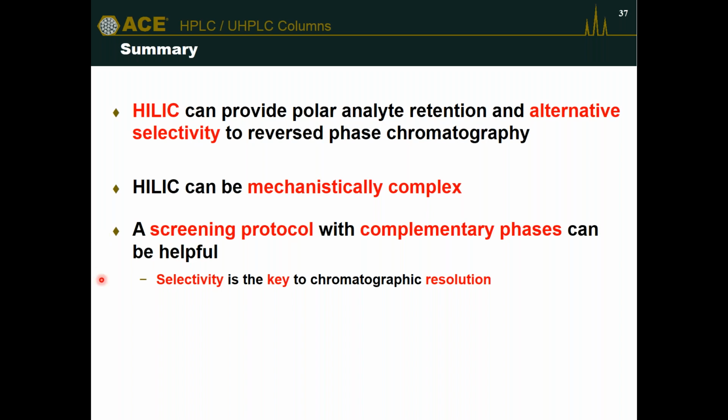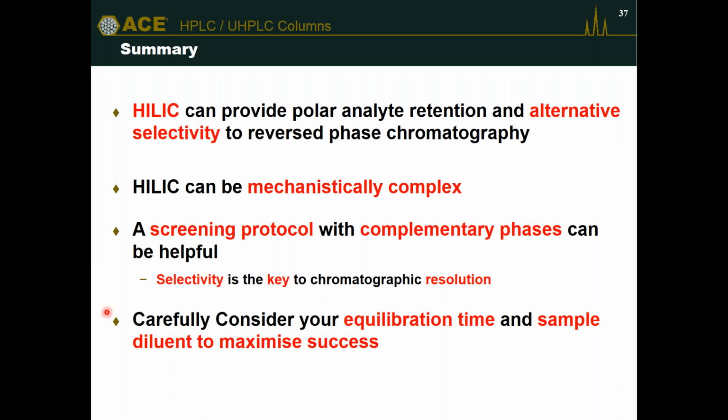Selectivity is very important in chromatography, in HILIC and in reverse phase, hence why the different column chemistries that I showed today. And the two key topics really to try and make HILIC a success: consider your equilibration time for your column, make sure it is long enough, and then secondly, try and get the best sample diluent to solubilize your analytes, but without affecting your peak shape.